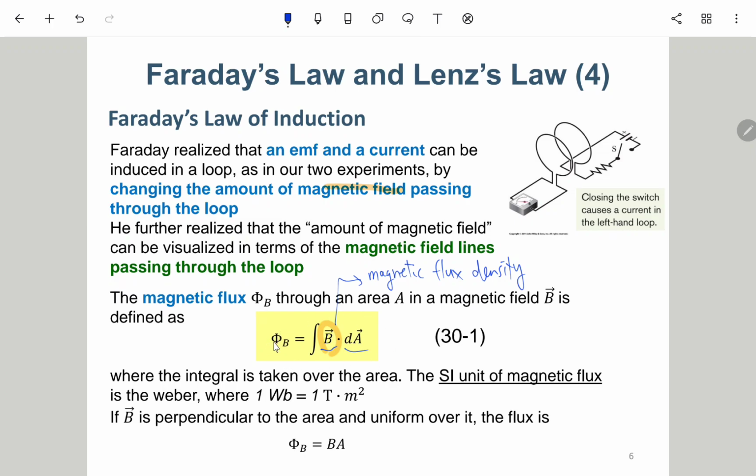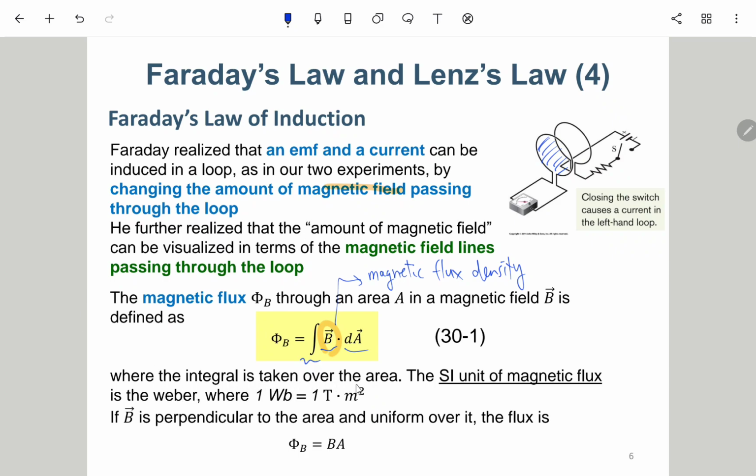So here is the magnetic flux, something similar to the electric flux when we learned it in chapter 23. But here we don't need a closed surface and it can never be a closed surface. This surface is actually enclosed by the coil, something like this. This area is enclosed by a loop.